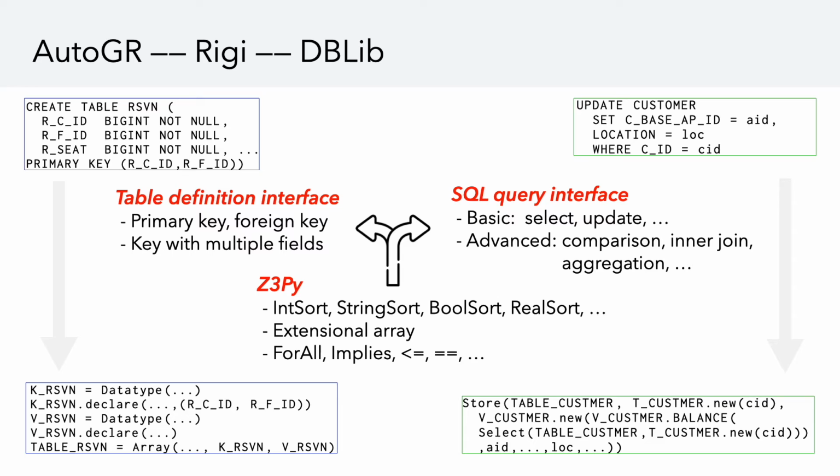The right two figures give the translation of an update query, which is translated into select and store operations on Z3Py arrays parameterized by the primary key.